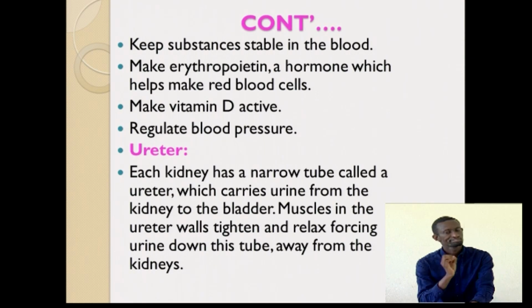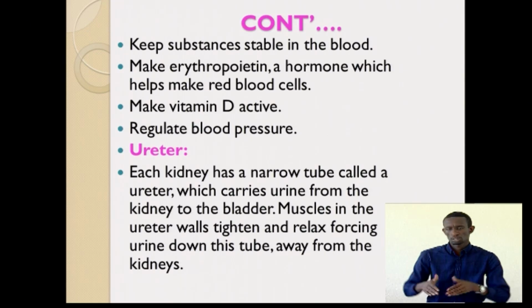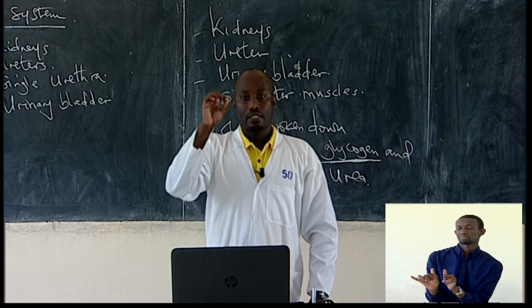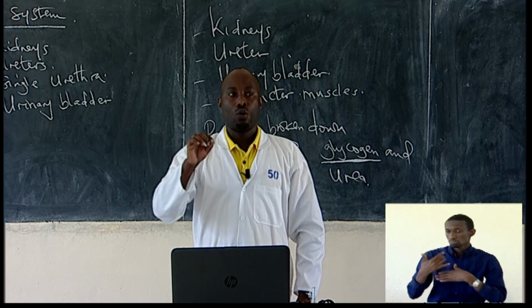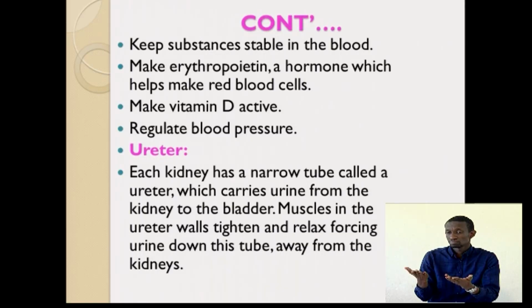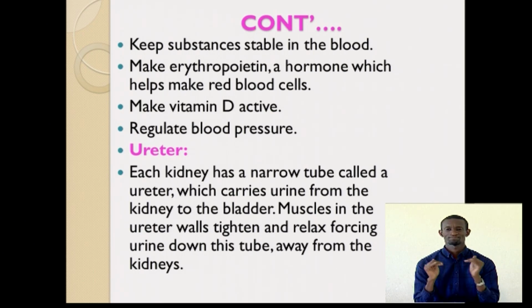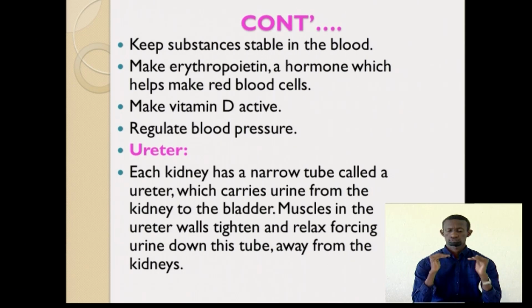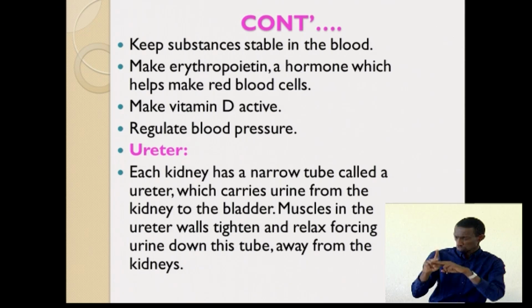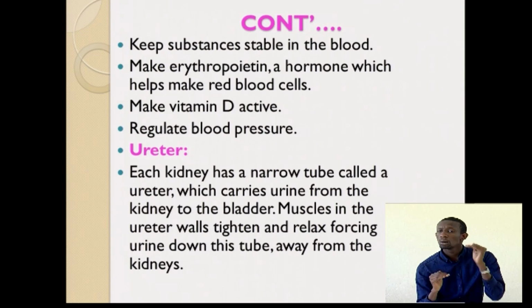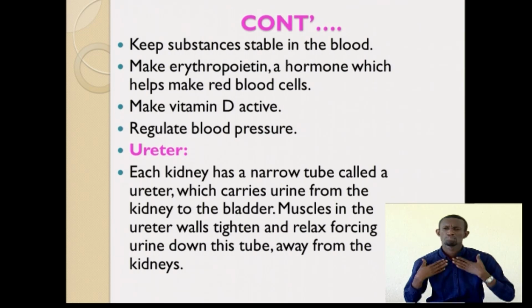Let's have another function of the kidney. It keeps substances stable in the blood. What are those substances I'm talking about? They can be salts, all right? They can be water. They need to be kept stable. And when we talk about stable, I mean what you call homeostasis, balancing. It plays a role of balancing substances in the body, in the blood. These substances have to be balanced. If they are not balanced, they can affect the normal functioning of the cells.